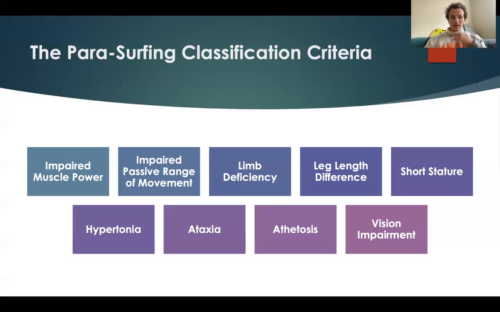Fifth will be short stature. Surfers with short stature have a reduced length in the bones of the lower limbs and or trunk. Examples can include growth hormone dysfunction and osteogenesis imperfecta. You can correct me if I'm wrong.